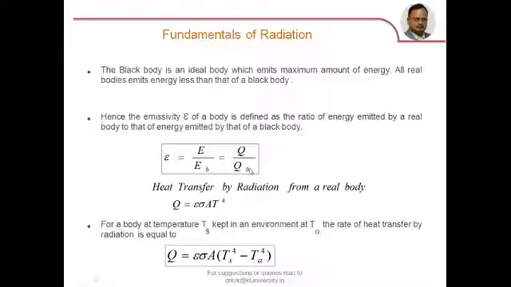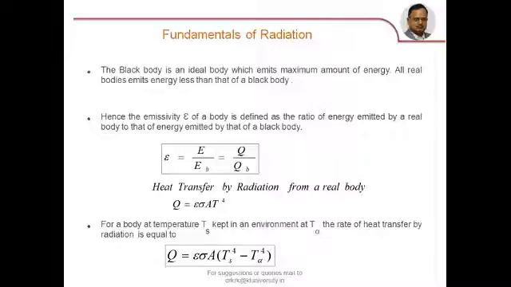We know Q_B, the energy emitted by a black body, is sigma A T to the power 4. Therefore, the heat transfer by radiation from a real body, Q, is equal to epsilon into Q_B, that is, epsilon sigma A T to the power 4. So this is the energy emitted by a body at temperature T.